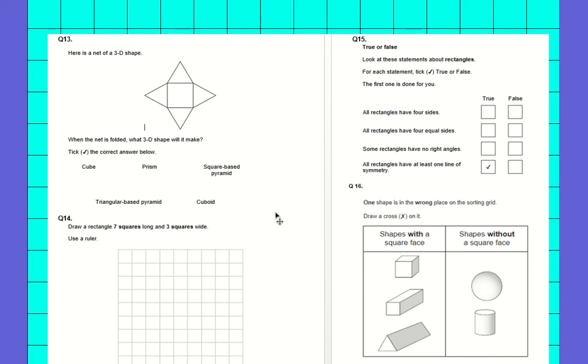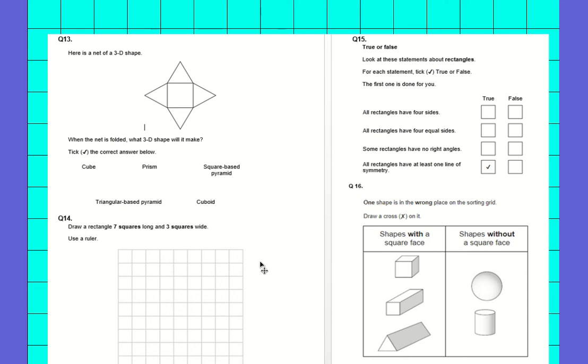Question 15 is true or false statements. Can you decide which of these is true and which of them is false? One's been done for you. So all rectangles have 4 sides. Is that true or false? All rectangles have 4 equal sides. Is that true or false? Some rectangles have no right angles. Is that true or false? All rectangles have at least one line of symmetry. Is that true or false? So they told us that that's true for free.